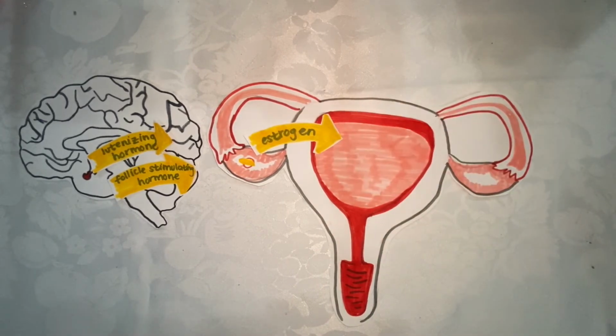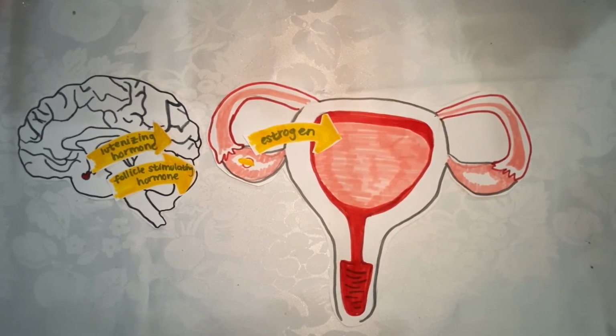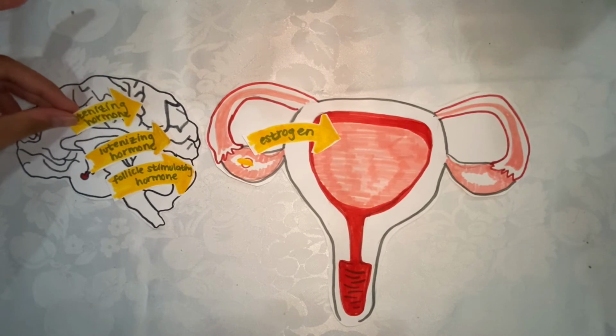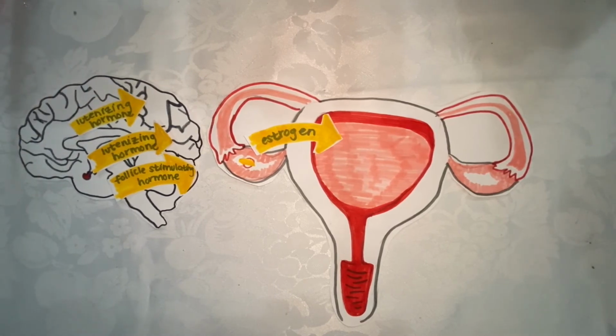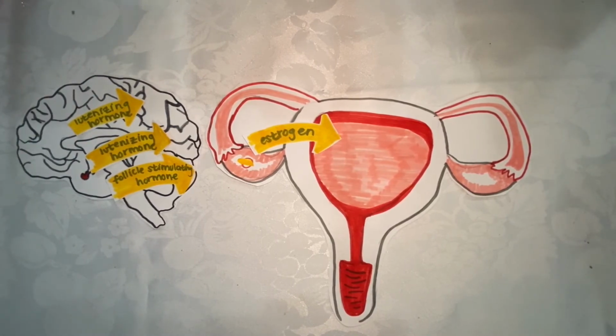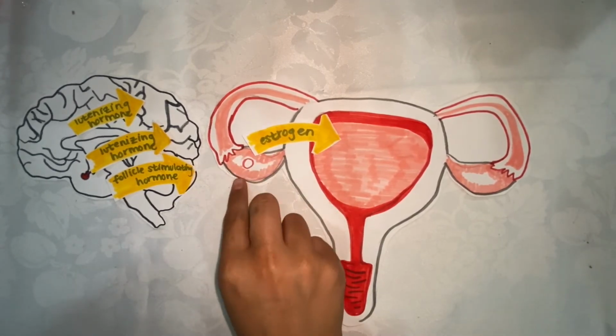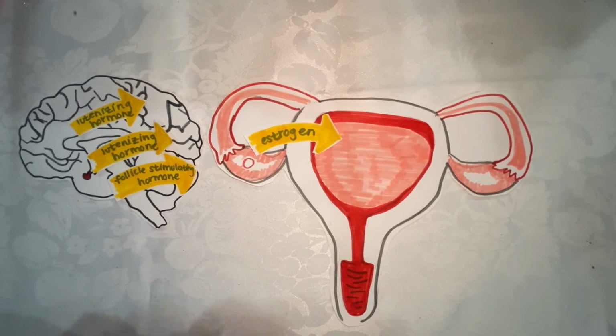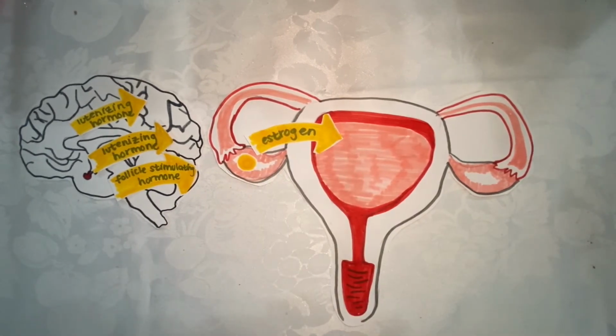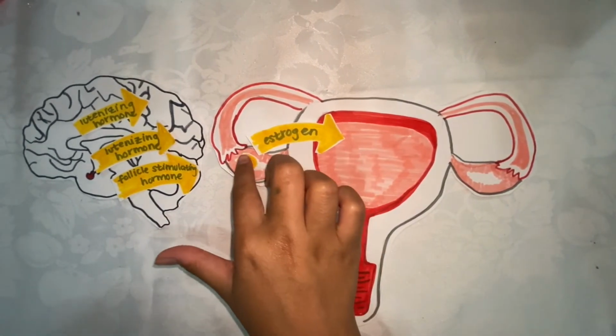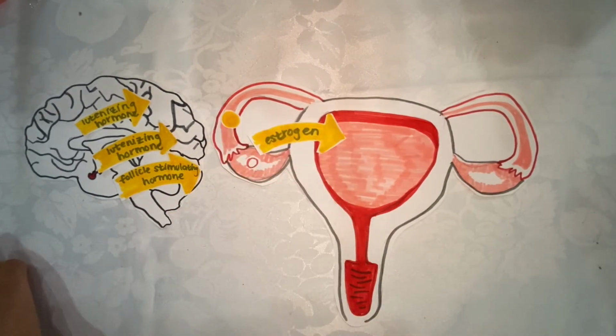The ovary then releases estrogen, which tells the pituitary gland in the brain to start releasing more luteinizing hormone. And the most mature egg from the ovary then bursts out of the follicle. The egg will then start to travel down the fallopian tube and the oviducts and into the uterus.